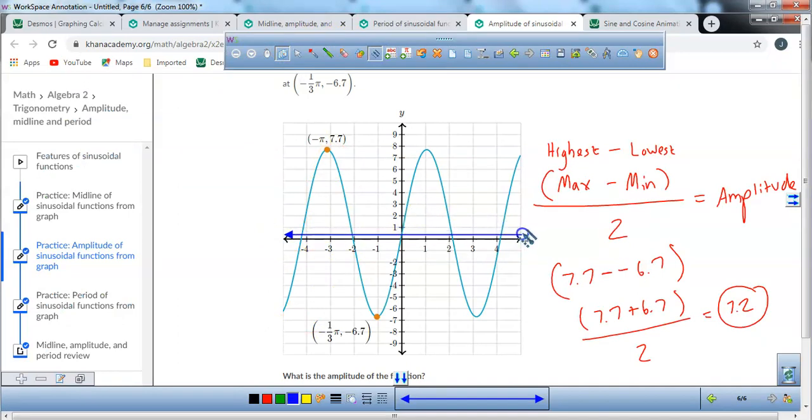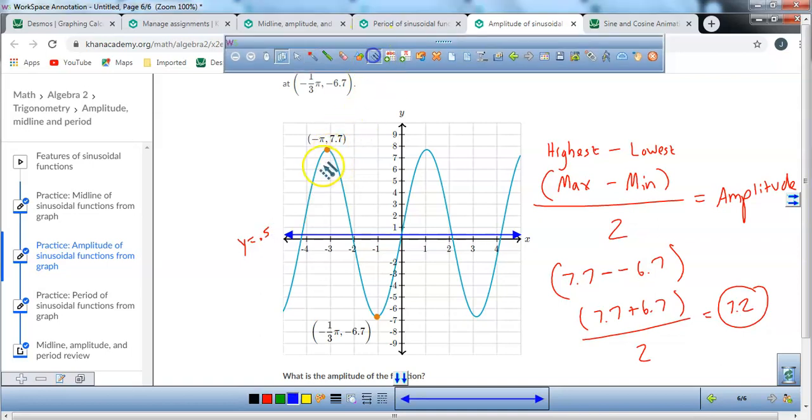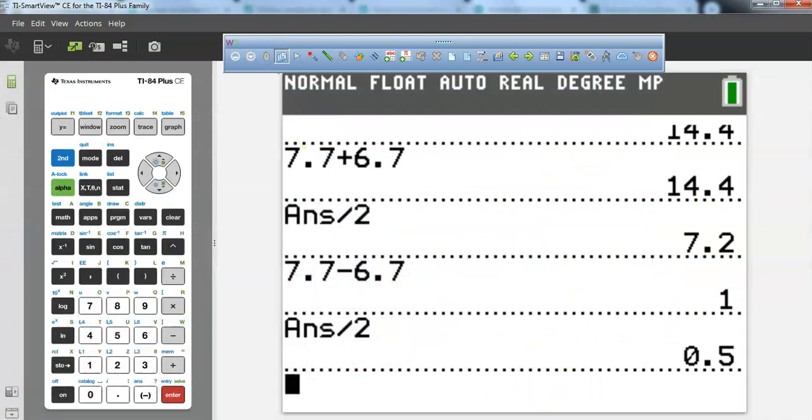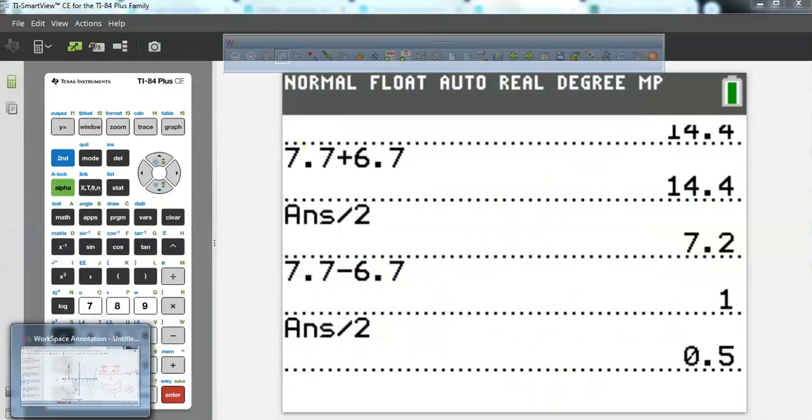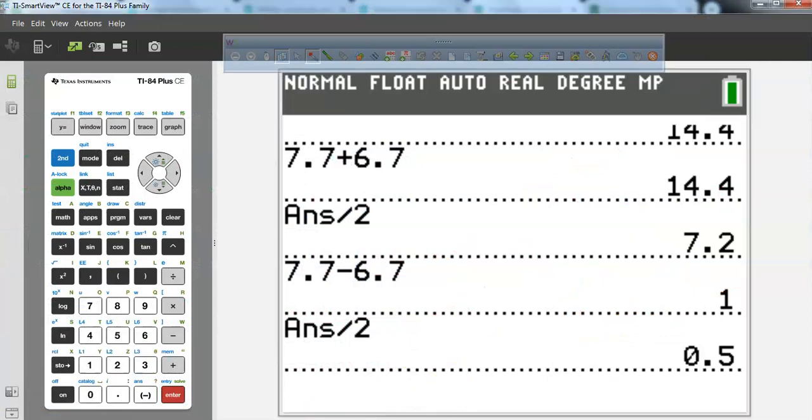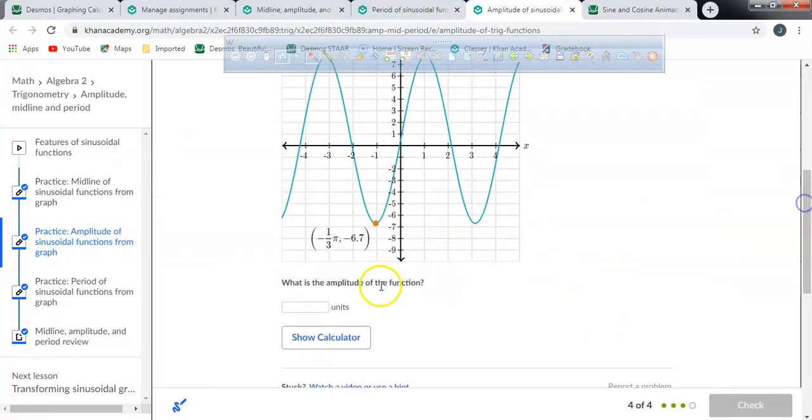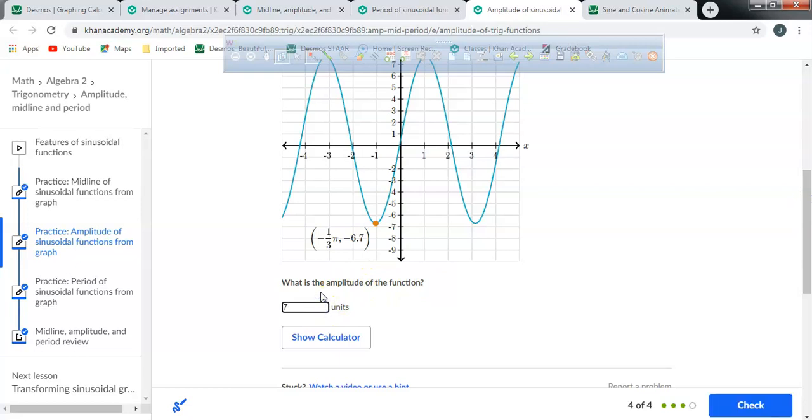Okay. You can kind of see that if our midline was at y equals a half, also known as 0.5, you can kind of understand that the gap between 0.5 and 7.7 is 7.2. So I feel pretty good about the amplitude being 7.2. Whether I do it from there or from the midline down, that's still going to be 7.2. All right. I think we're pretty good to go here.